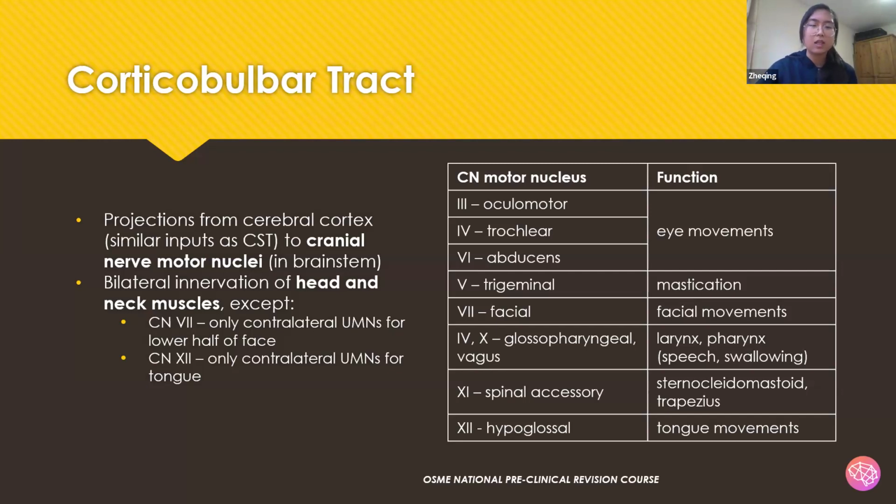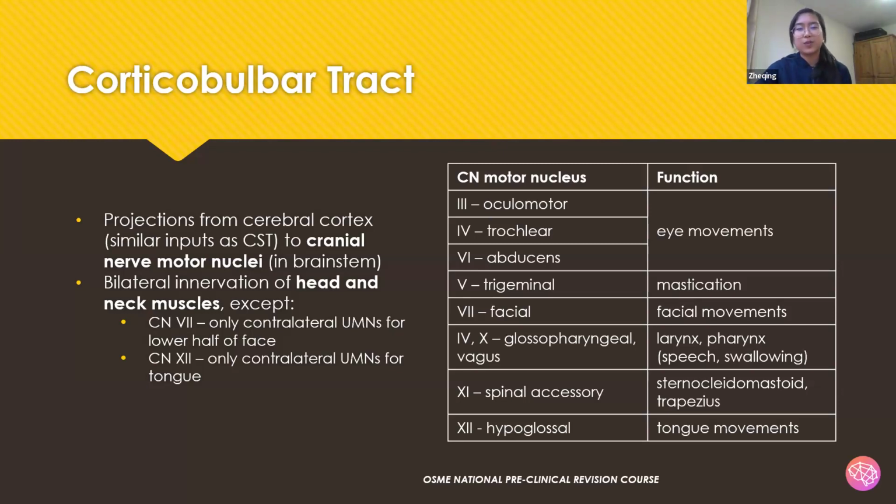I've listed them on the right. So these are involved in head and neck muscles, and I don't think you need to know whether they're bilateral or contralateral per se, because most of us assume that most of them are bilateral. And I've just listed the cranial nerves with motor function.